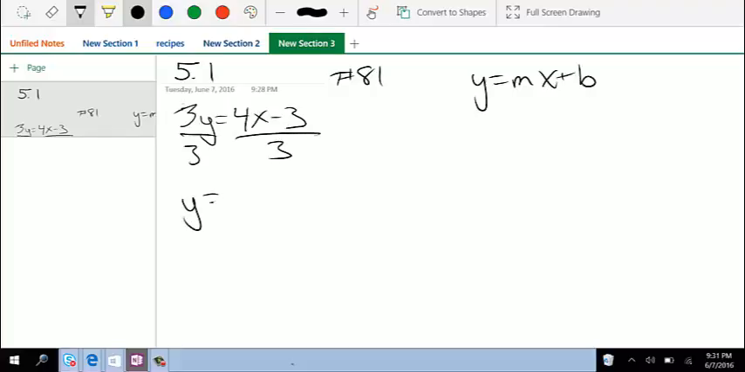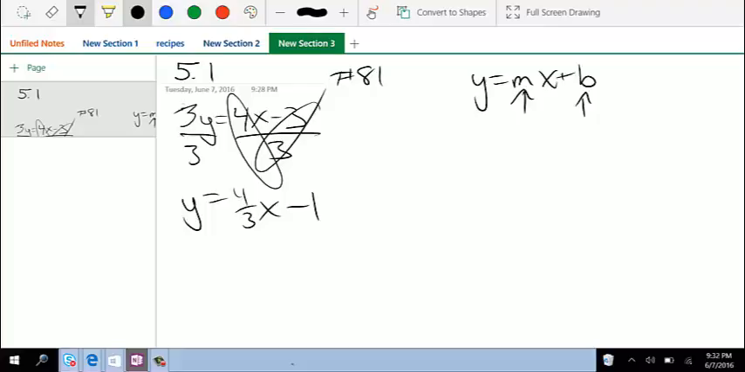So that's y equals, now notice I'm going to be a little tricky here. I'm going to divide each of those things by 3. So that's going to be 4/3 x minus 1. Now you might ask why I'm doing that. I'm doing that so that it looks like some number times x plus some number. Or in this case, minus some number. Because that's going to give us our magic things we need to graph.